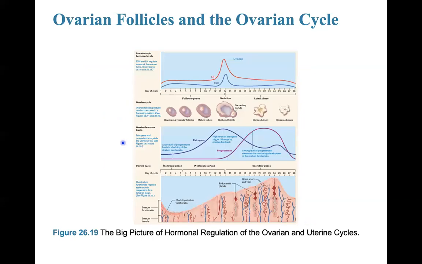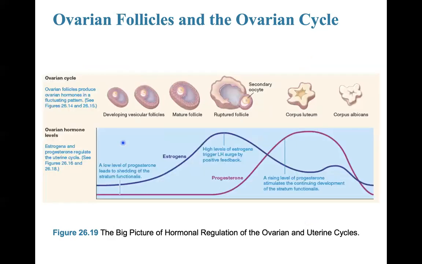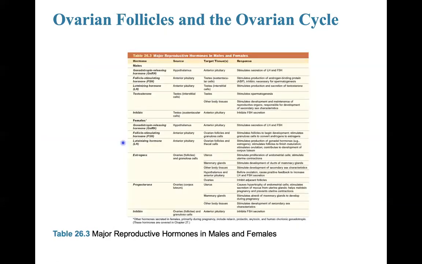This is a table, the big picture of the hormonal regulation, looking at the uterine cycle, your hormones, as well as the ovarian cycle, all laid on top of each other there. And this is just looking at the ovarian cycle and the ovarian hormones individually. This table summarizes all of the hormones that are secreted for both the male and female reproductive systems, the source of those hormones, their target tissues, and what that hormone is responsible for affecting.